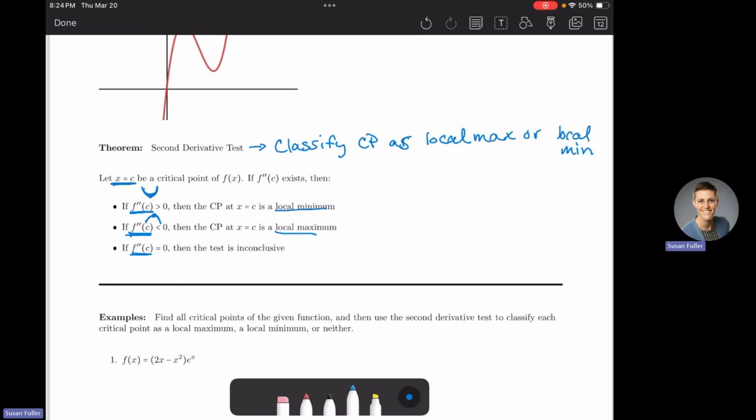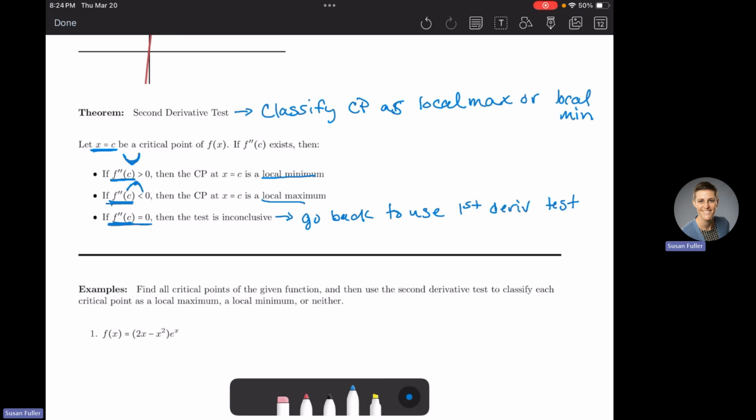And if you plug your critical point into your second derivative and what you get out is 0, then this test is inconclusive. It has no idea whether that critical point is a max or a min. And in that case, you're going to be a little bit stuck and you have to go back to use the first derivative test, just like we did in section 4.2. So the first derivative test never fails you, but sometimes the second derivative test can.